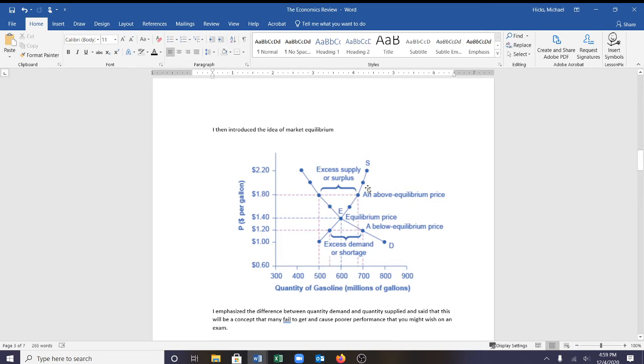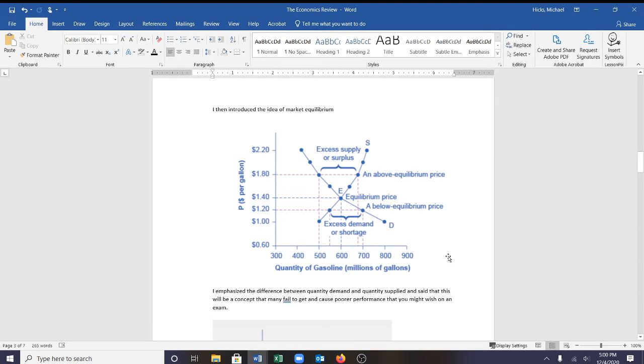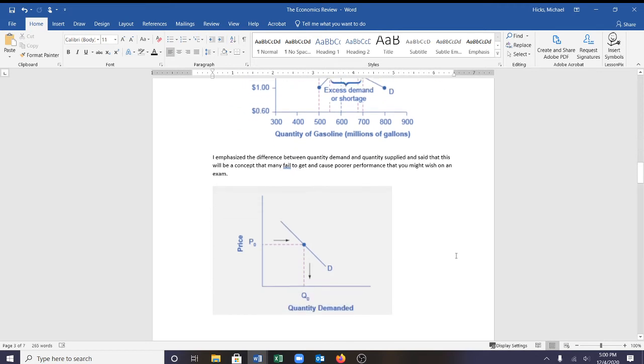So excess supply happens when there's a forced above-equilibrium price, like a minimum wage or a minimum price sale, and that is a price floor. Underneath this is a price ceiling, which is a maximum price that can be charged. And I emphasized the difference between quantity demanded and quantity supplied, and said this would be a concept that many of you would fail.